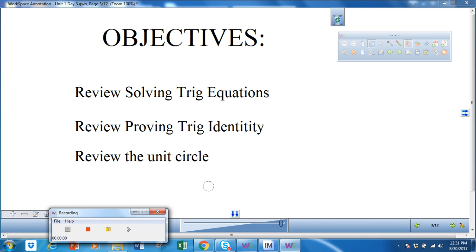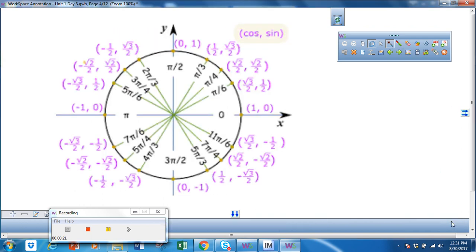And in this unit, we're going to look at solving trig equations, proving trig identities, and review the unit circle. Now, my review of the unit circle is short and quick. It's just this: know the unit circle.